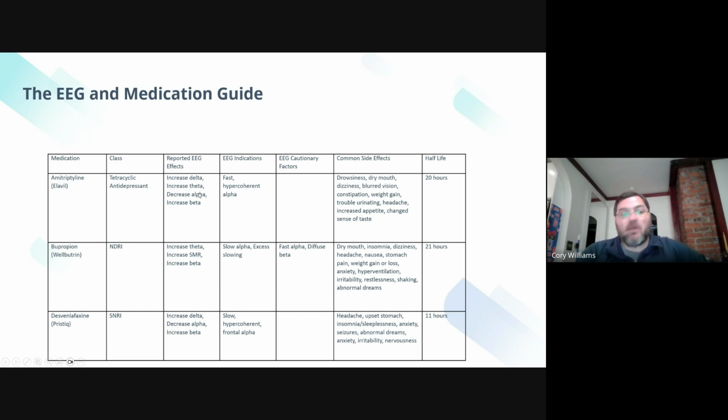So we use this originally just to help us interpret the EEG data. That's why we built this guide in the first place. But then as we started going through literature, we came across multiple papers that recommend specific types of medication for specific EEG phenotypes. And so we added this section on EEG indications. If you see someone has fast, hypercoherent alpha, they may benefit from a tetracyclic or a tricyclic antidepressant.